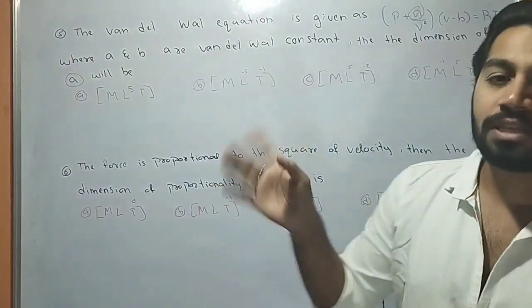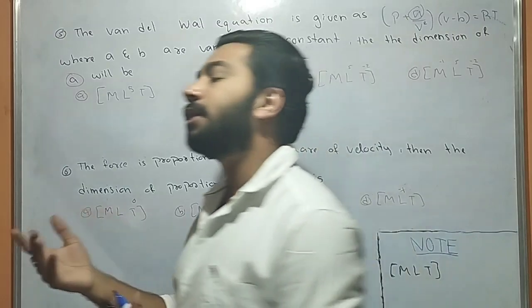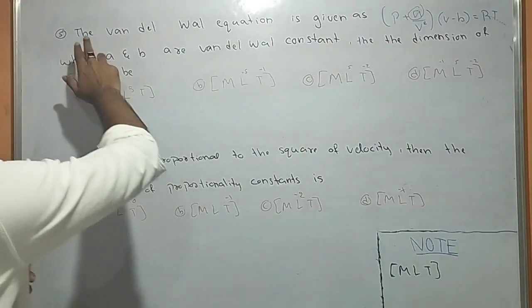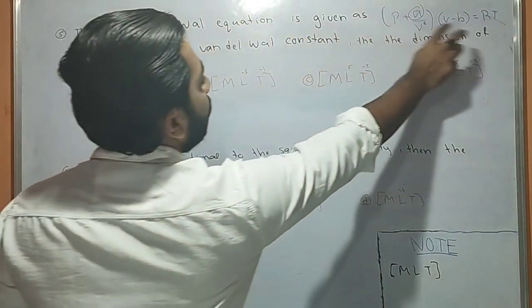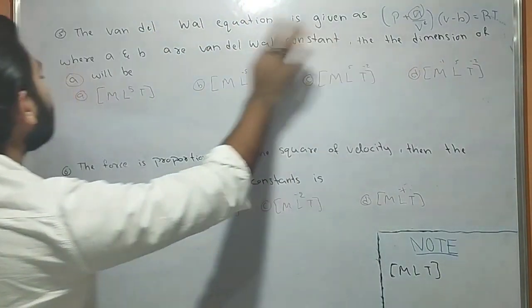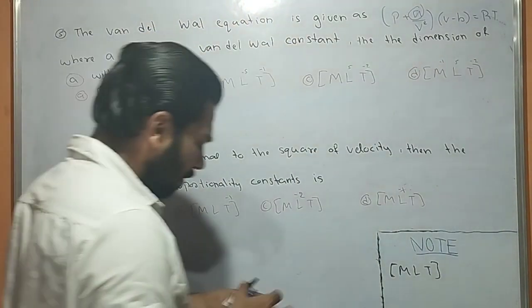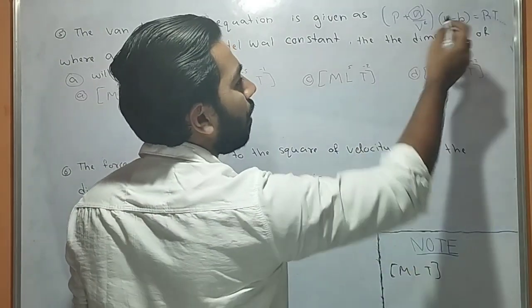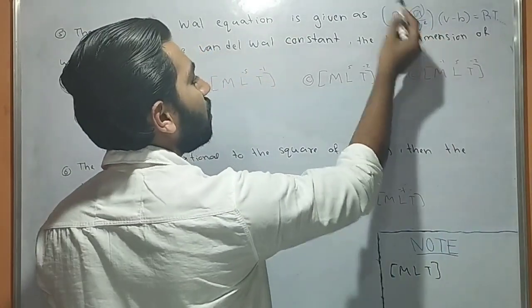So, students, they can answer this kind of problems. In this problem, you just need to find a dimension. Like, a van der Waals equation is given. This equation is called van der Waals equation, where A and B are van der Waals constants, and the dimension of A will be just simple. You just need to find the dimension of A.